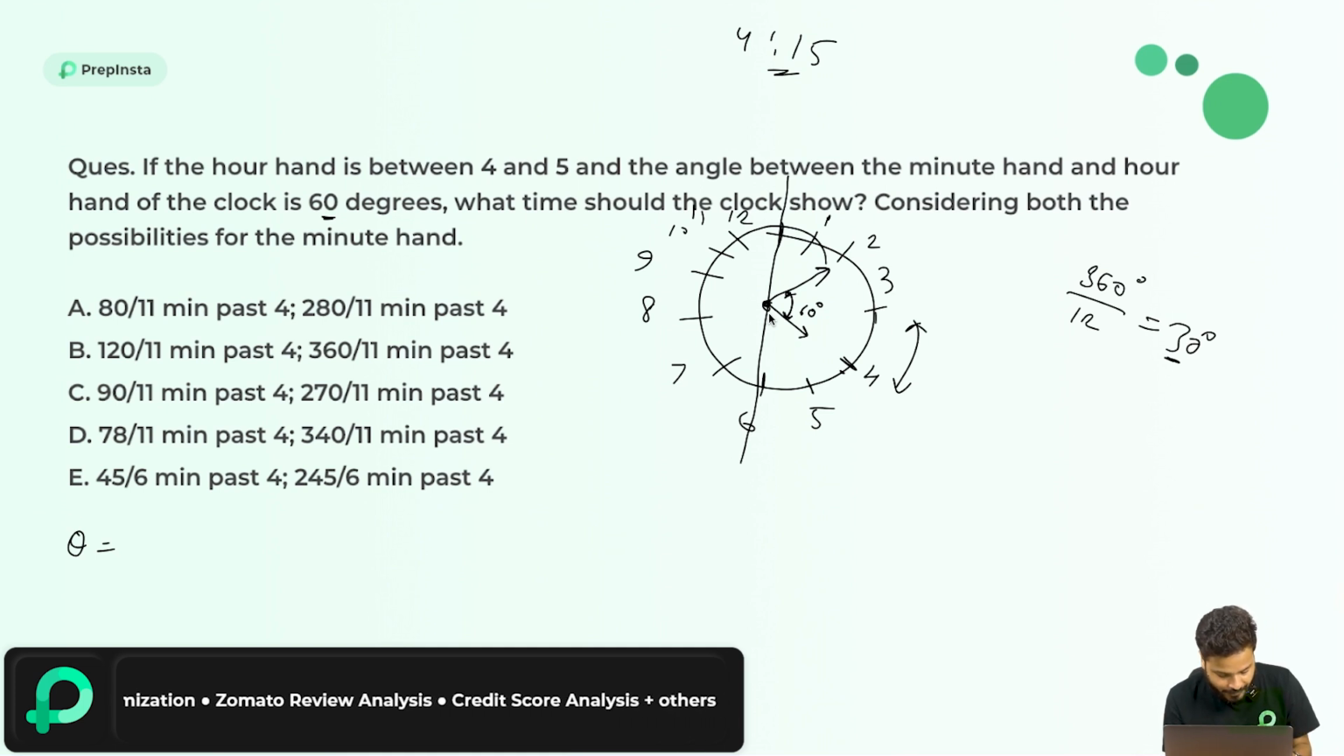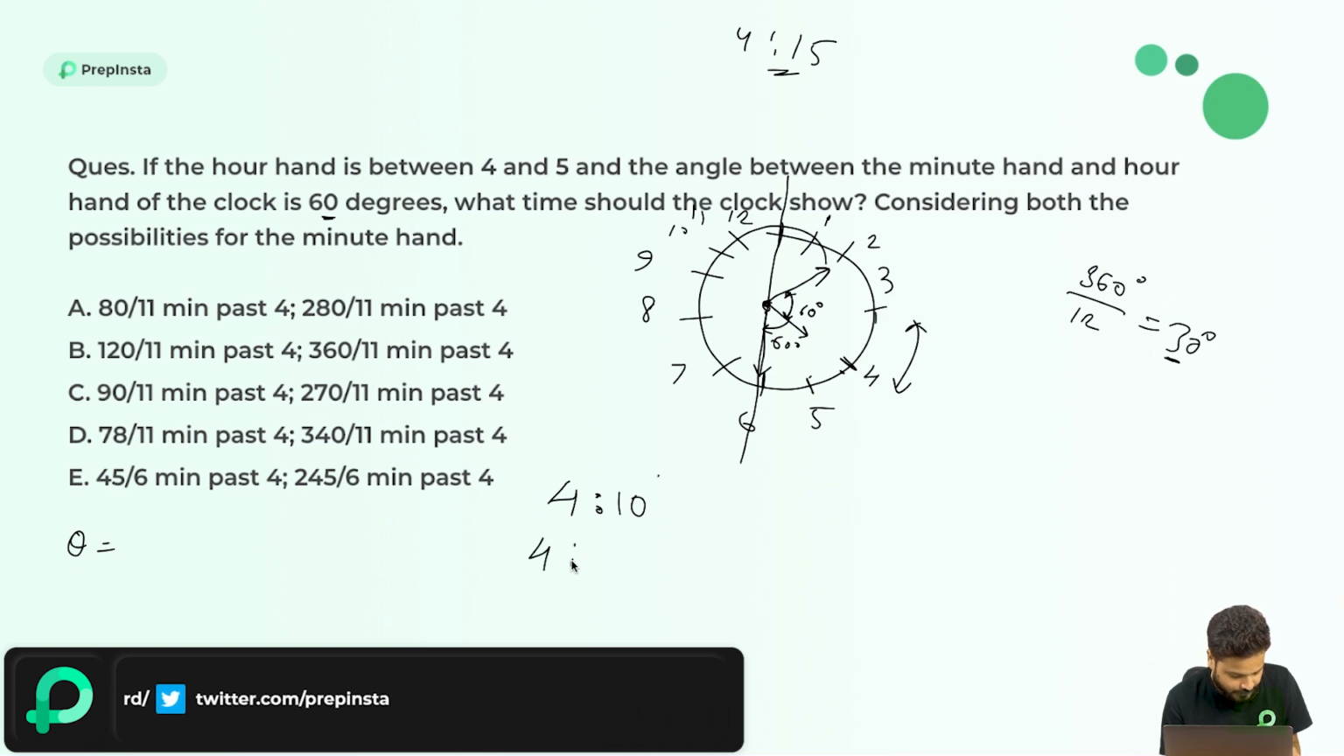There is again one more angle formed here. When the hour hand is at 4, the minute hand could also be at 6, right? So 30 degrees, 30 degrees, 60 degrees. So roughly I can say the time should be somewhere around 4:10 and 4:30.